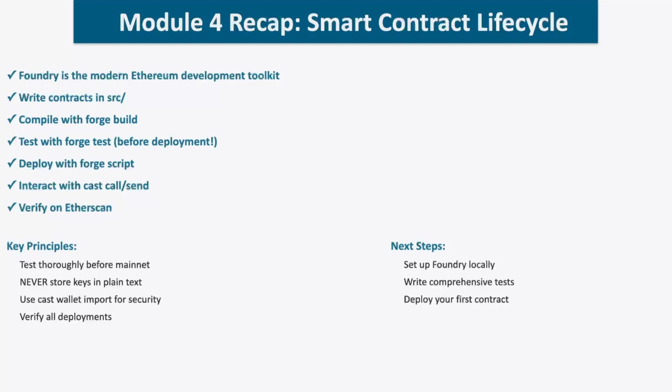You've now learned the complete smart contract lifecycle. Foundry is the modern Ethereum development toolkit. Learn it and use it. It's the industry standard. Next, we'll cover security in depth. We'll learn about vulnerabilities and how to avoid them, and how to audit contracts. But first, you have the foundation. You can write real contracts, test them, and deploy them. That's huge.